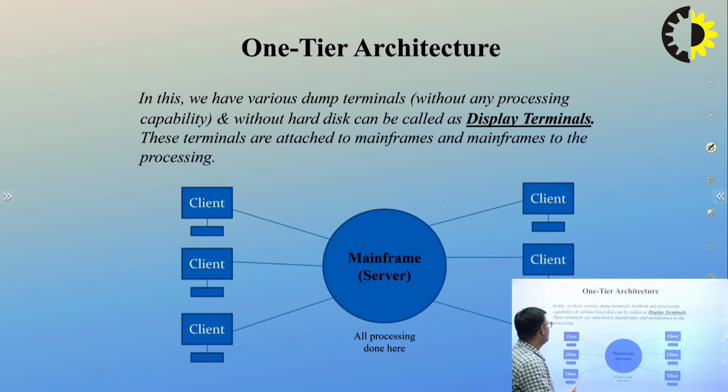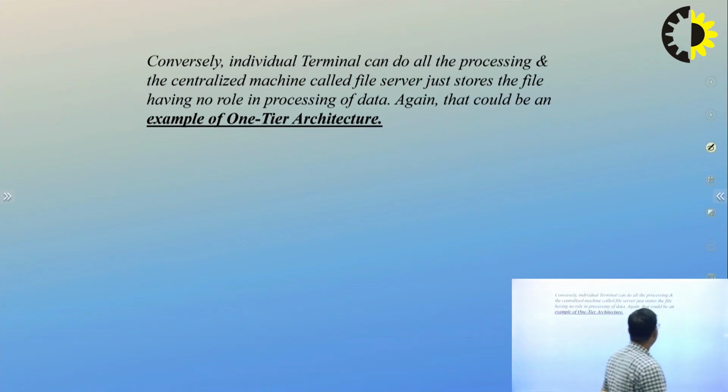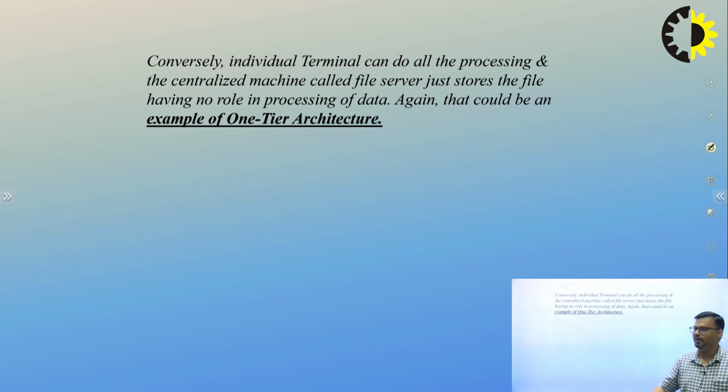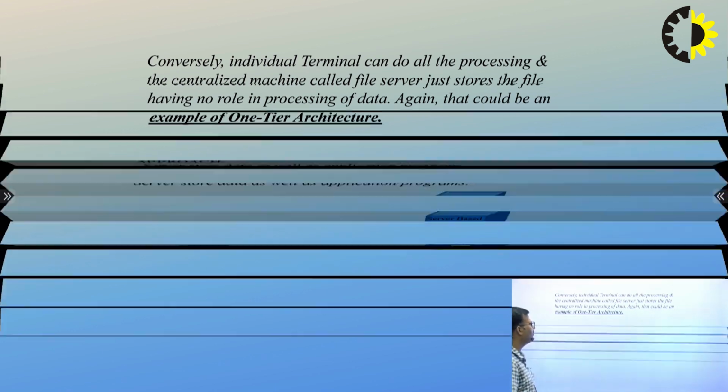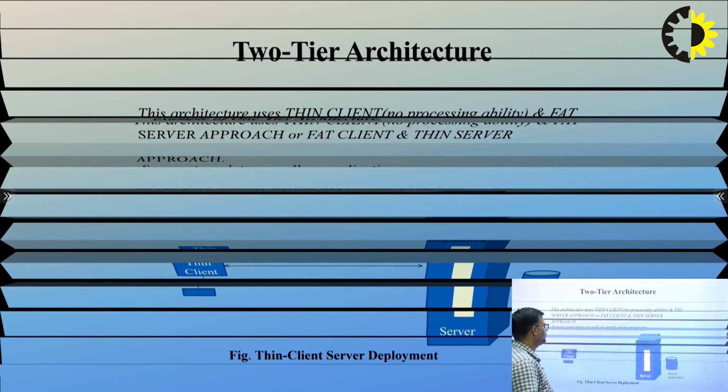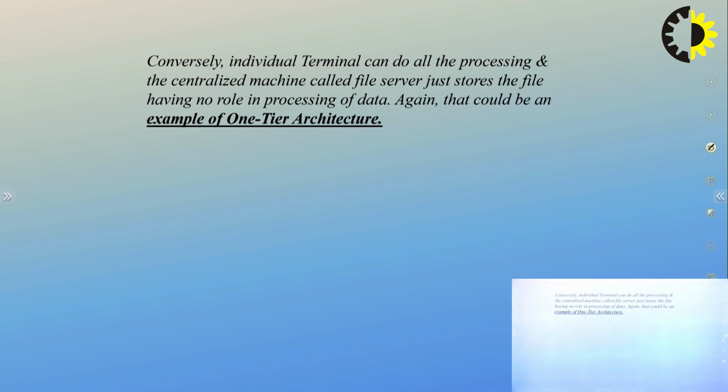Okay, so without a hard disk it can be called a display terminal. These terminals are attached to the mainframe and the mainframe does the processing. Okay, so conversely, an individual terminal can do all the processing, and the centralized machine called a file server just stores the files, having no role in processing of the data. Again, that could be an example of the one tier. ठीक है, example of the one-tier architecture.